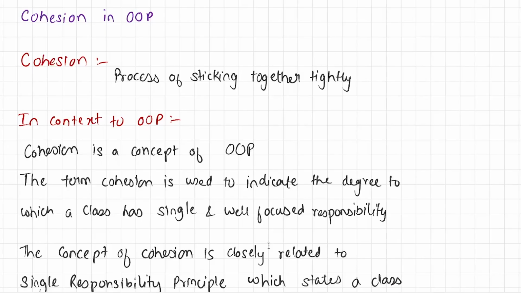Alright guys, let's begin this video. So let's begin this video with the very first question, that what is the meaning of this term cohesion? Well, cohesion is a process of sticking something together very tightly. Well, that is good, but what is the meaning of cohesion in context to object-oriented programming?